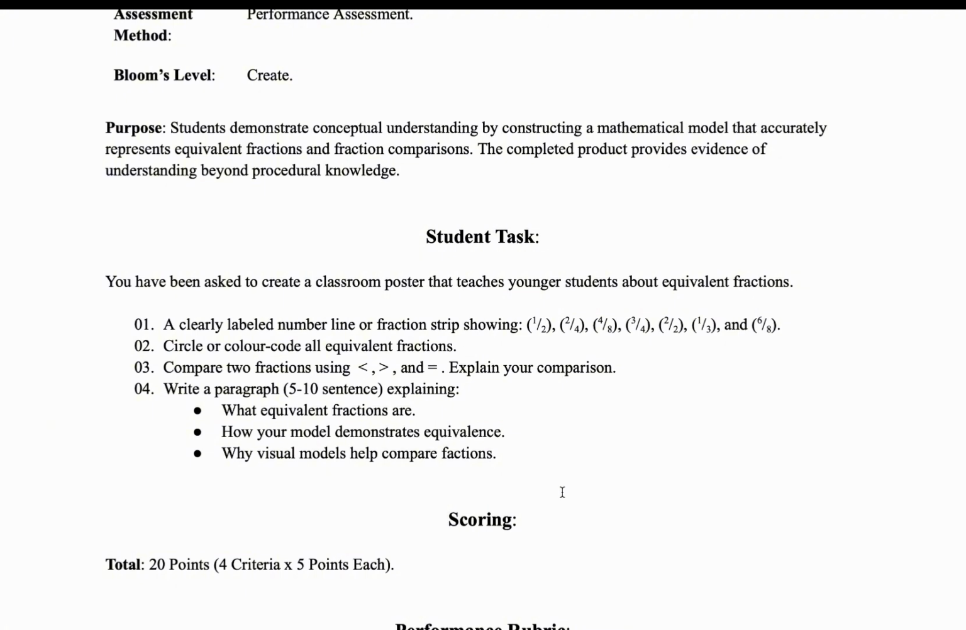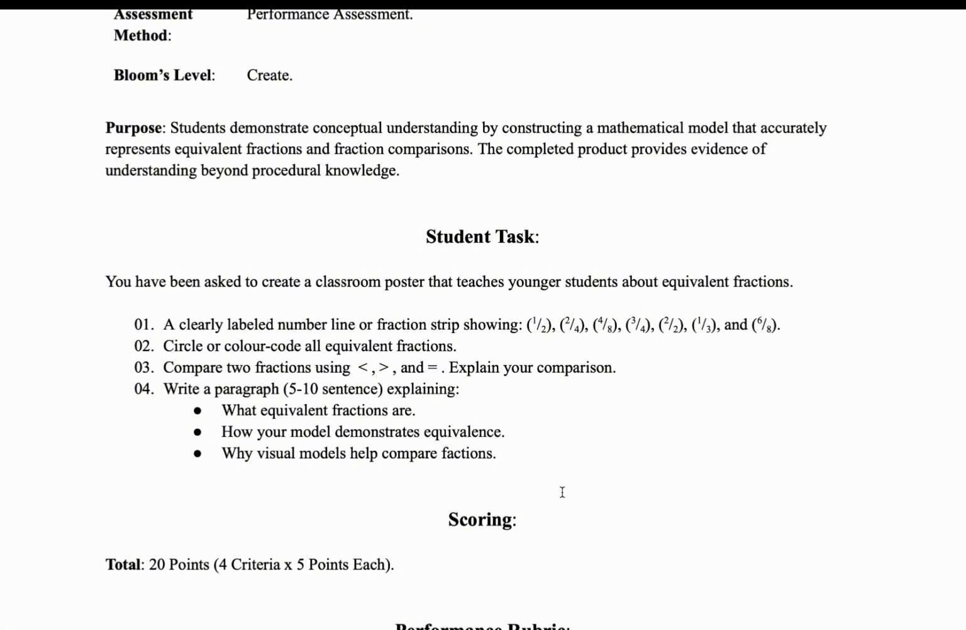This assessment will allow students to apply their knowledge and create a product that demonstrates conceptual understanding rather than only answering questions. This is a way that they can look at what they've learned and apply it to greater concepts, showing that they will be able to bring that knowledge into different classrooms or different grade levels.